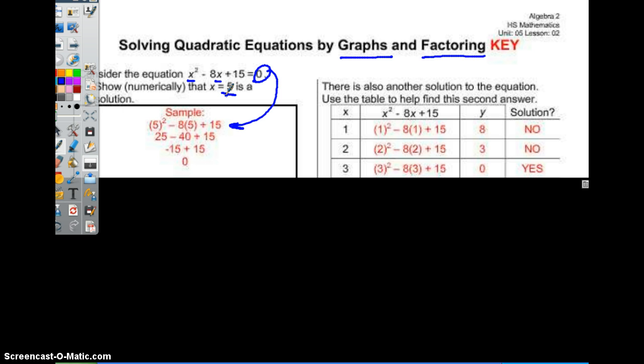Now, over here, it's going to show you that there's actually more than one solution. Just to go through here, if they gave you these values for x and you plugged them in, these are the y's that would result. So when you plug in 1, you get 8. So in your xy chart on your calculator, you'd have 1, 8. If you plug in 2, you would get 3. If you plug in 3, you get 0.